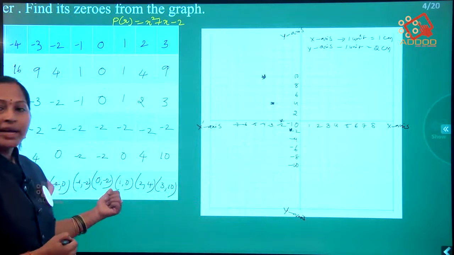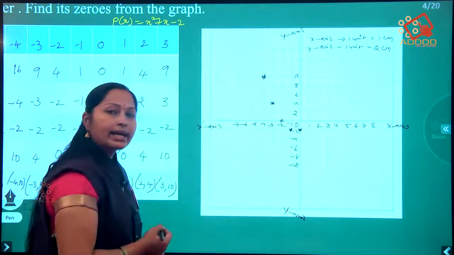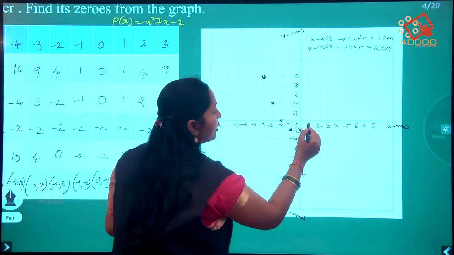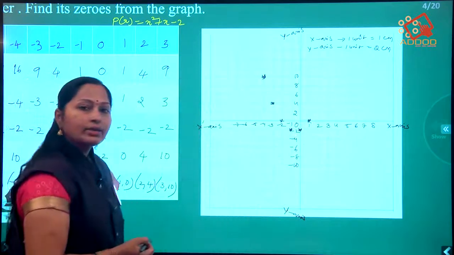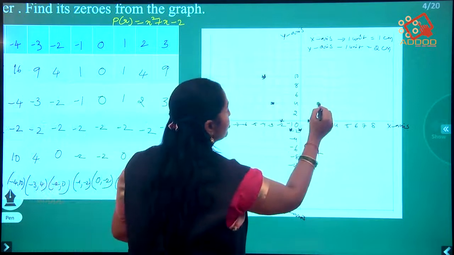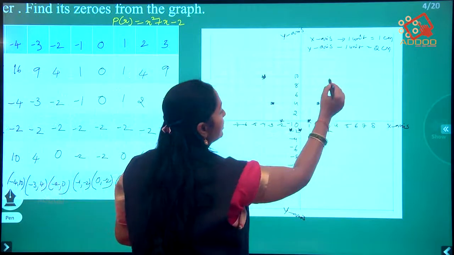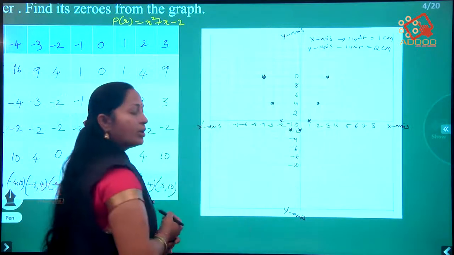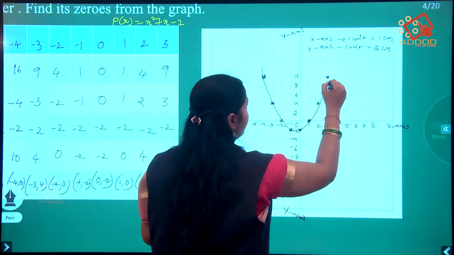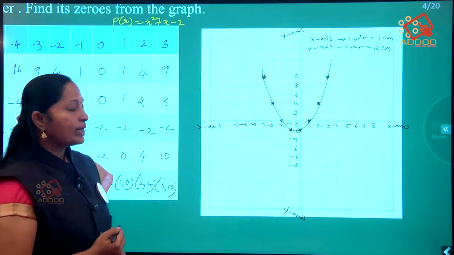Next 0 comma minus 2. So the x coordinate is 0, so the point is lying on the y-axis. Now 1 comma 0. Here the y coordinate is 0, so the point is lying on the x-axis. Now 2 comma 4, and 3 comma 10. Now draw a curve by connecting all these points. Okay students, a very nice parabola has come here.